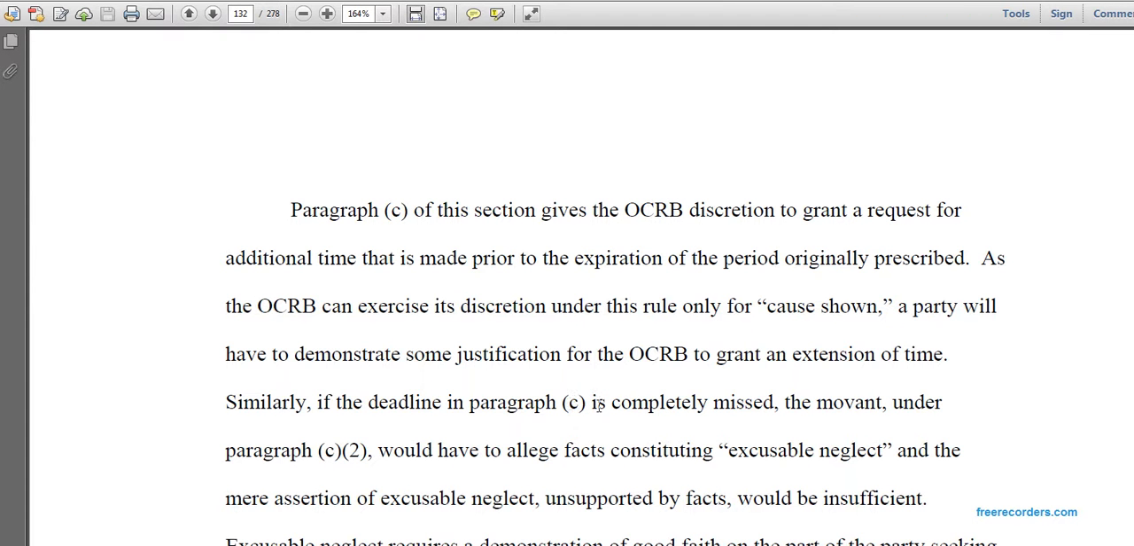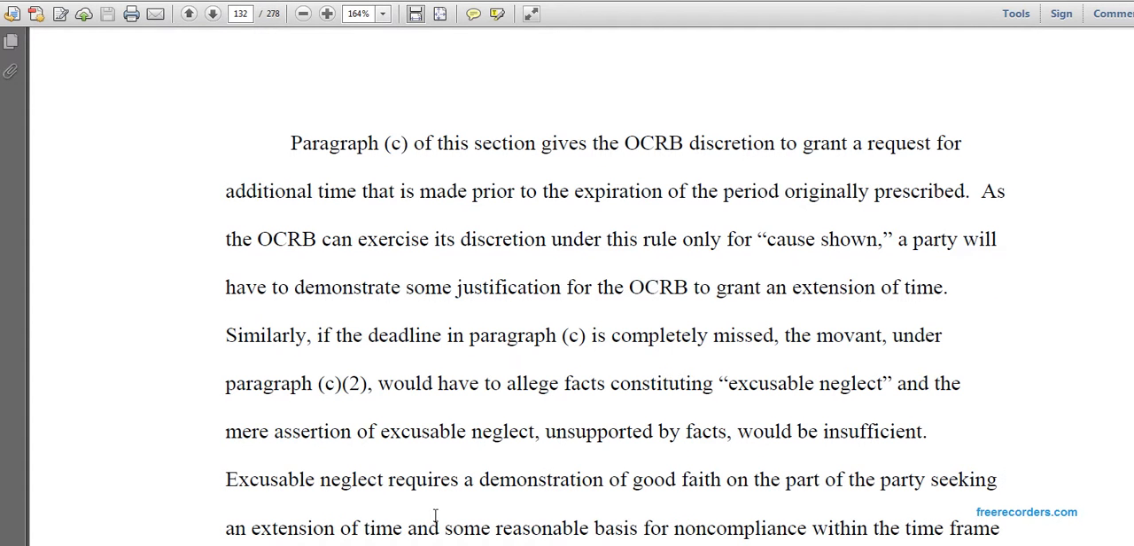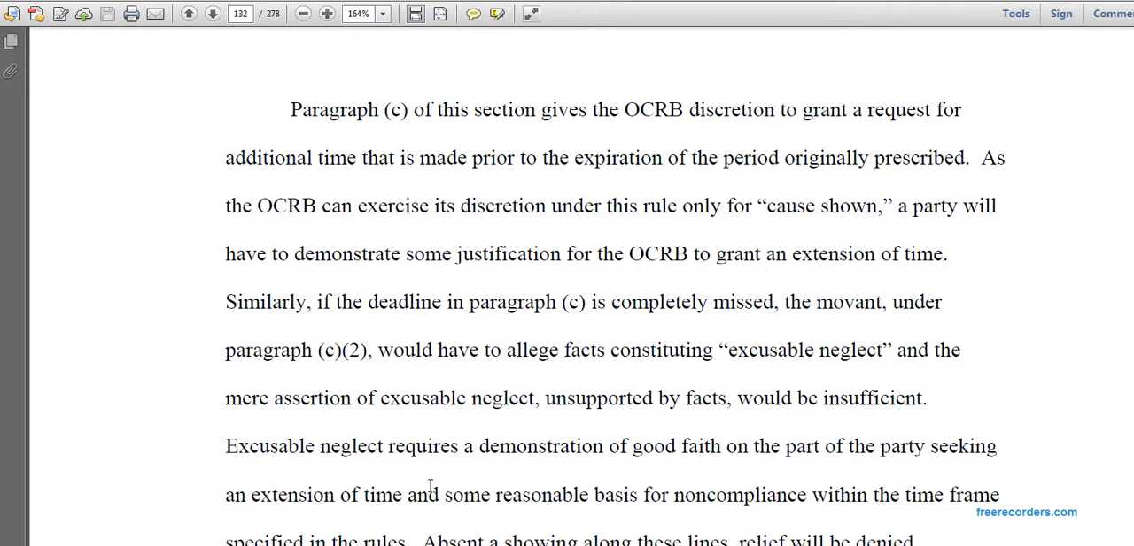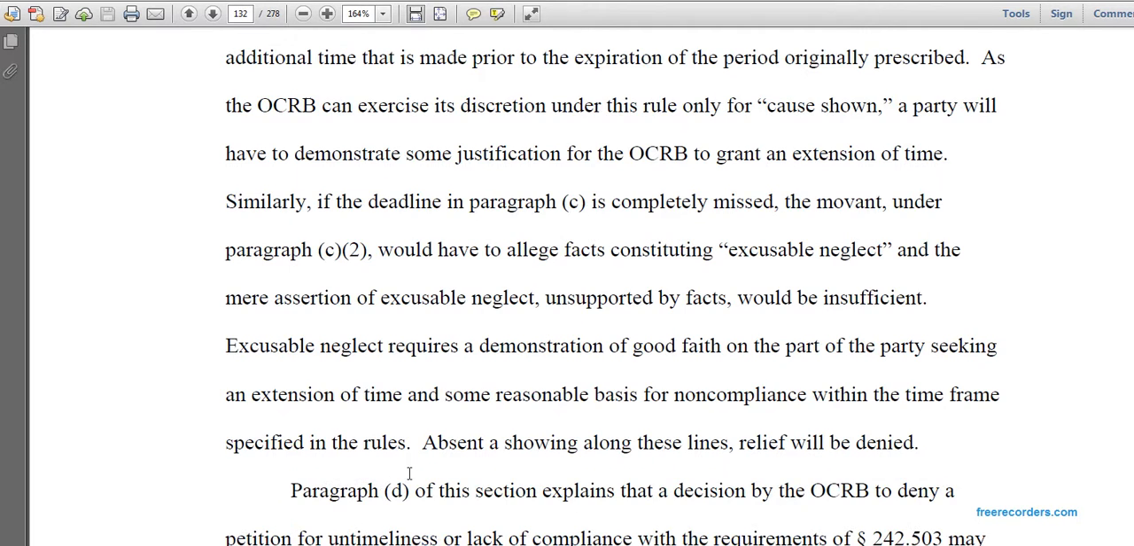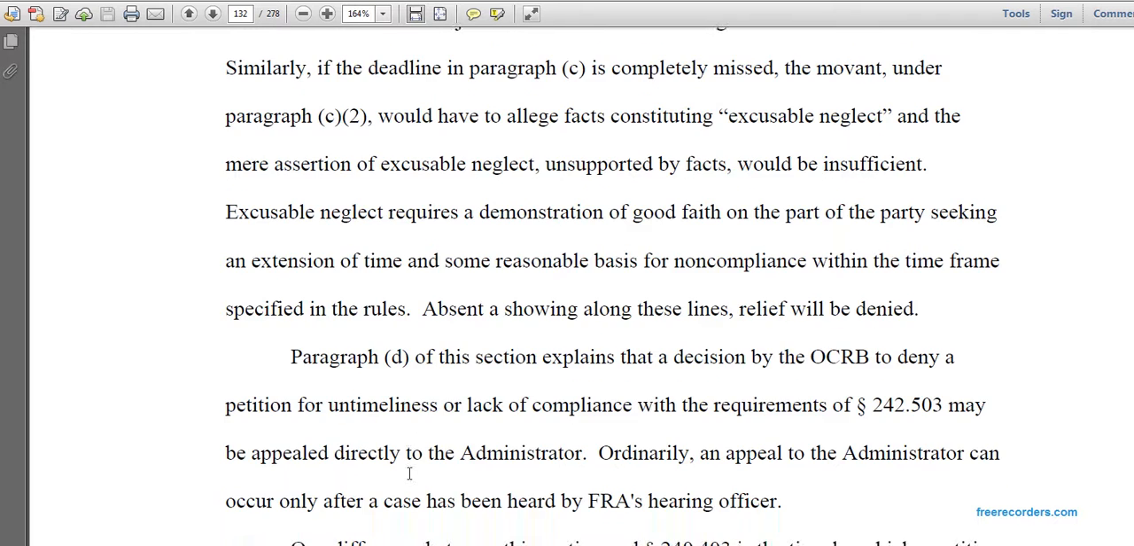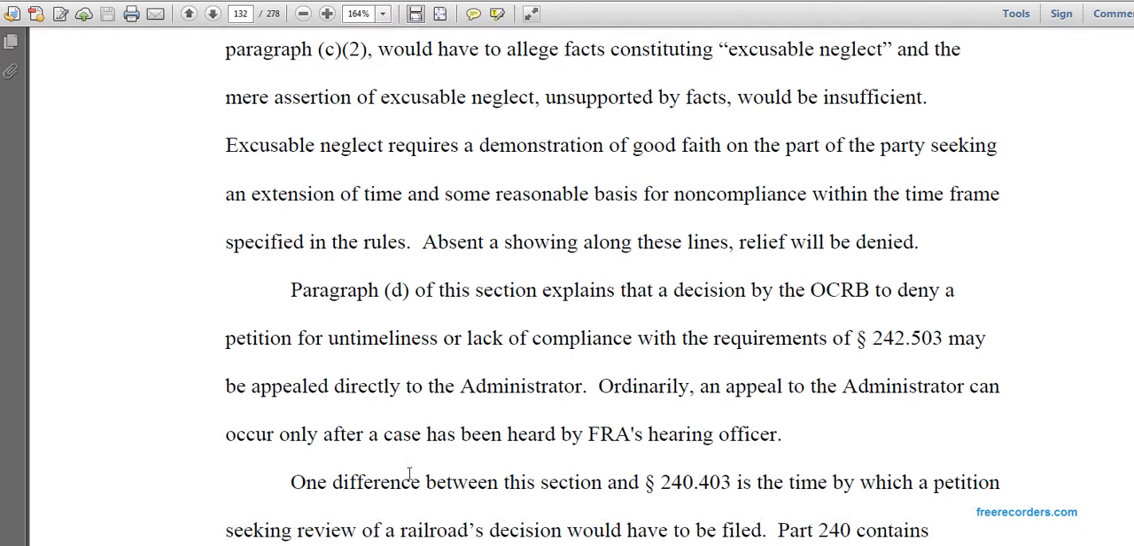Under paragraph C2, the petitioner would have to allege facts constituting the excusable neglect. The mere assertion of excusable neglect unsupported by facts would be insufficient. Excusable neglect requires a demonstration of good faith on the part of the party seeking an extension of time and some reasonable basis for the non-compliance with the time frame specified in the rules. If that is not shown along these lines, relief will be denied.